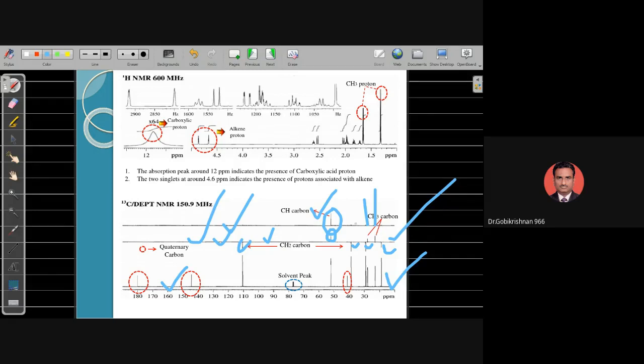Okay, all of you can understand. Therefore the total number of carbons here is 10. 1, 2, 3, 4, 5, 6, 7, 8, 9, 10. Out of 10, 3 quaternary carbons are there. Quaternary carbon means there is no H attached. One CH carbon is there. Therefore 3, 1, 4, and 2 CH3 carbons are there, and 4 CH2 carbons are there. That's all. Okay, let us see.